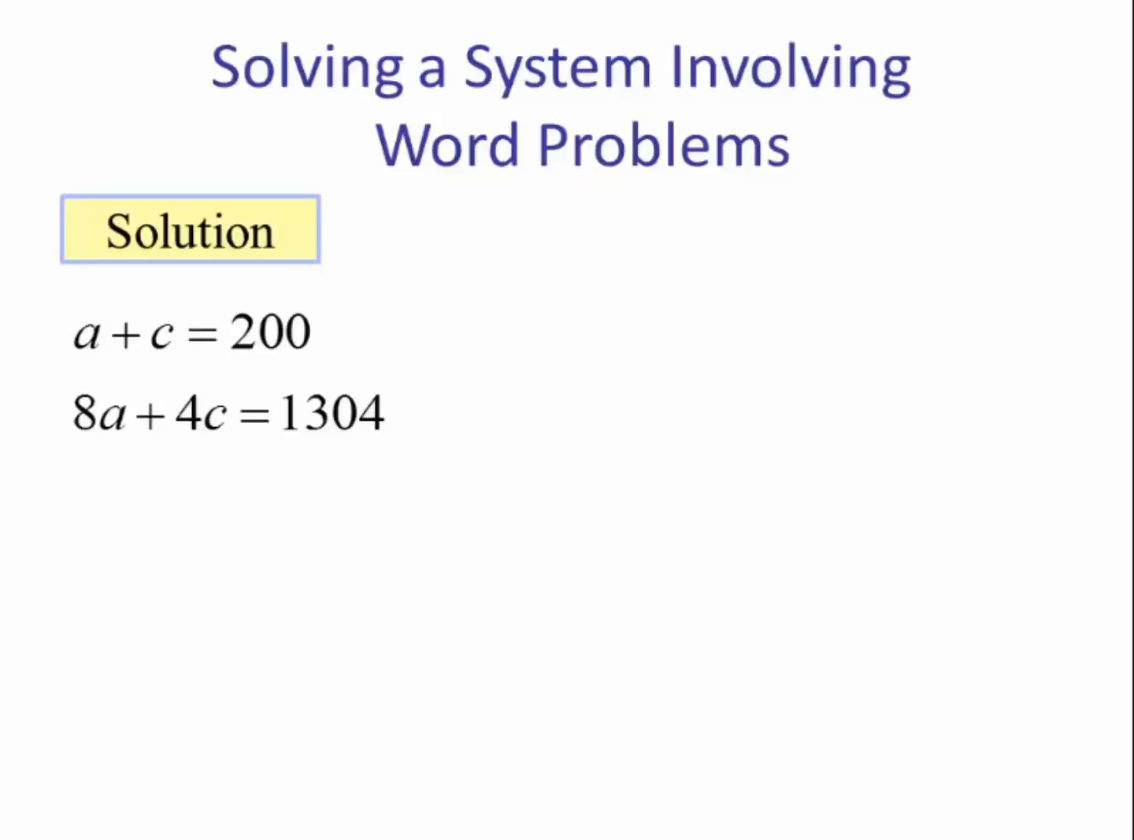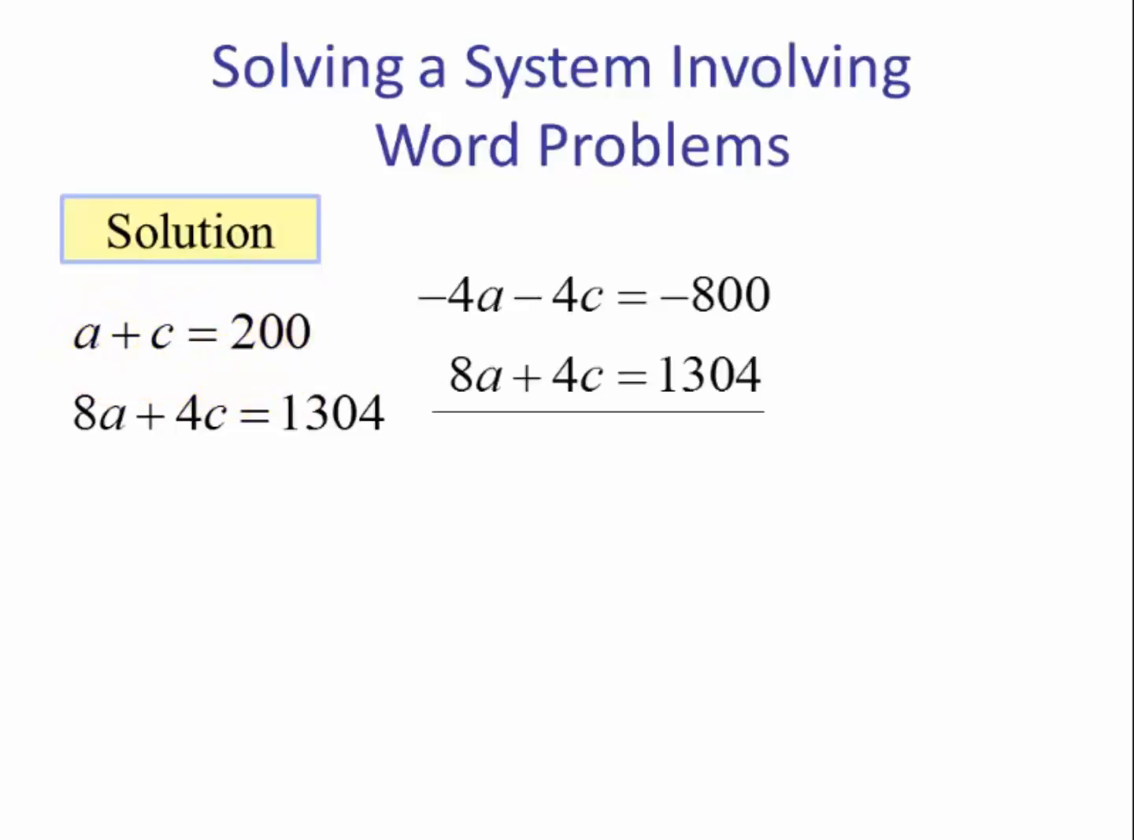I'm going to solve this system by elimination. I'm going to take the first equation and multiply it by -4. That will cancel out the C's. So the first equation will become -4A minus 4C equals -800. I'm going to add that to the second equation, and we have 4A equals 504, which means A is 126. So this is the number of adult tickets.